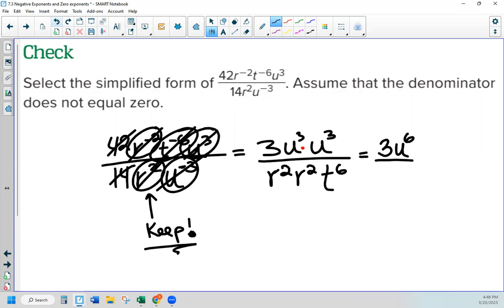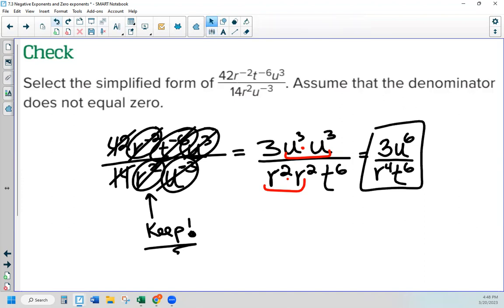All right, so once again, we have these r's right here that can combine just like these u's did. We keep the same base of r, and then we add their exponents. R to the 4th power. T has no other variable to pair up with, so we leave it as t to the 6th power. That's it. And that's it. Hopefully you can agree with me that this is cake.